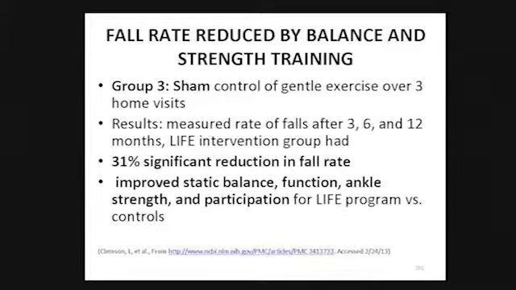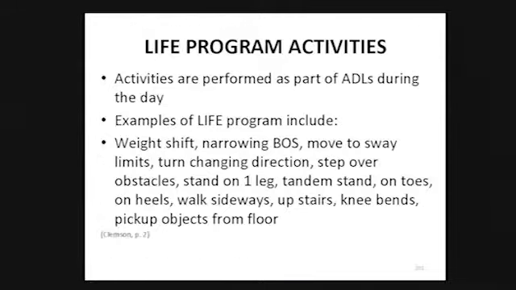What did they look at? What was the rate of falls in these people? 3, 6, and 12 months. That's a nice long study. The LIFE intervention group had a 31% significant reduction in fall rate. That's nice because they integrated the balance activities into their day. They had improvement in static balance, function, ankle strength, and participation in everyday activities. So take a look at some of these programs. Do Google the LIFE program. And I've given you a list of some of the exercises there included.